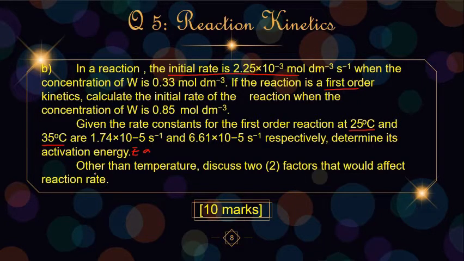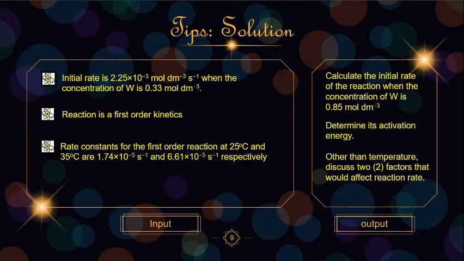The next one is, other than temperature, discuss two factors that would affect the reaction rate. You are given 10 marks here. As I mentioned before, you need to find what is the input from the question and what is the output from the question. The input is something that has a value from the question, so you have to start from the input to find the output.